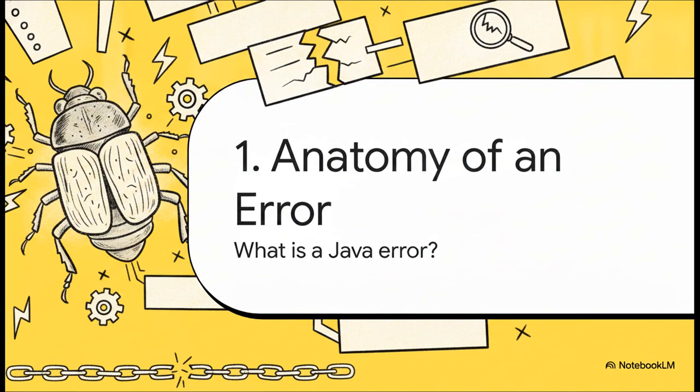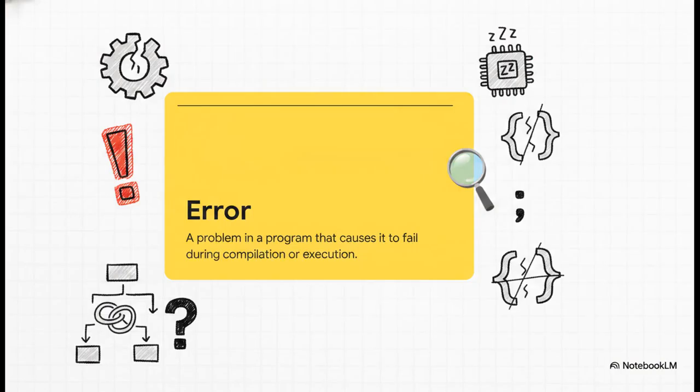All right, section 1, the anatomy of an error. Before we get into the weeds here, let's just establish our baseline. What do we actually mean when we say error? Simply put, an error is a problem in a program that causes it to fail either during compilation or during execution. These failures happen for a few key reasons: incorrect syntax, bad program logic, runtime issues, or complete system and JVM failures. Those are the stakes we're dealing with.